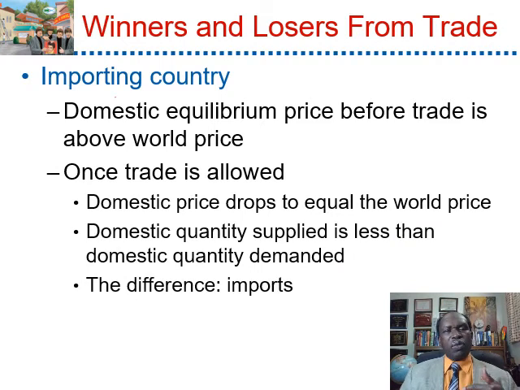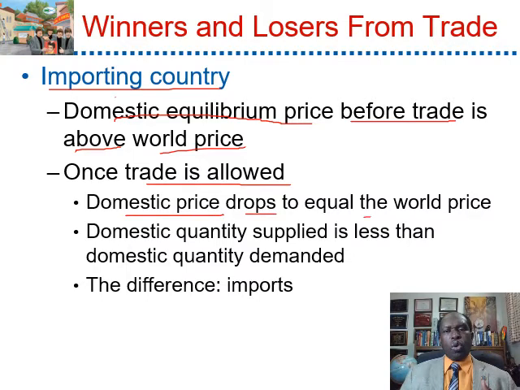Now let's focus our attention on the importing countries, where the domestic equilibrium price before trade is above the world price. Once trade is allowed, the domestic price drops to equal the world price. So the domestic quantity supplied is less than the domestic quantity demanded. The difference between these two is going to be imports.